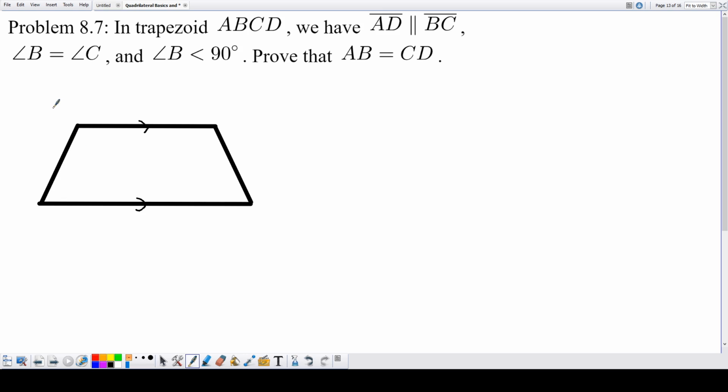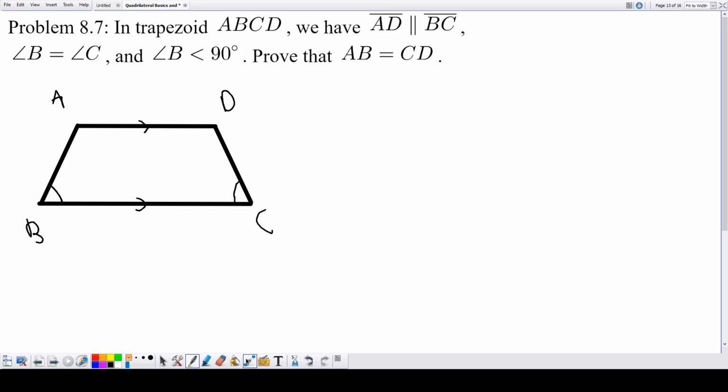So that means I'll put BC as this base and then AD as this base. And we have that angle B is the same as angle C. B is less than 90. Now we want to prove that the side AB is equal to CD.